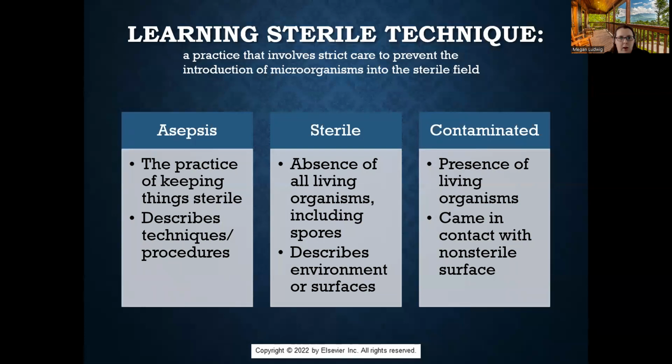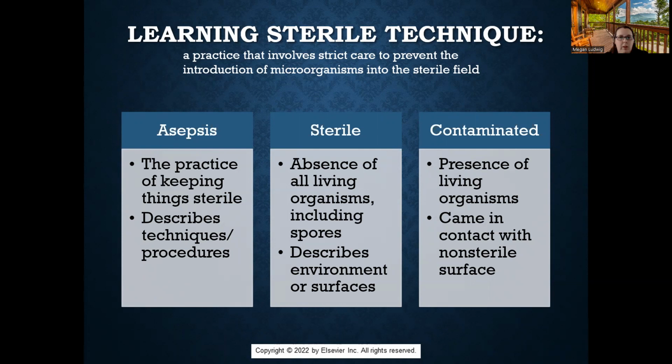So what are some of these terms, okay? Learning sterile technique, what does that mean? Sterile technique is a practice that involves very strict care to prevent the introduction of microorganisms into the sterile field. So what are microorganisms, right? Those are those invisible things you can't see. Micro is small. So that could be bacteria, viruses, it could be a prion or some other small living organism that could cause a disease or injury to the patient. So we want to prevent that. That is one of our main goals as a surge tech, okay?